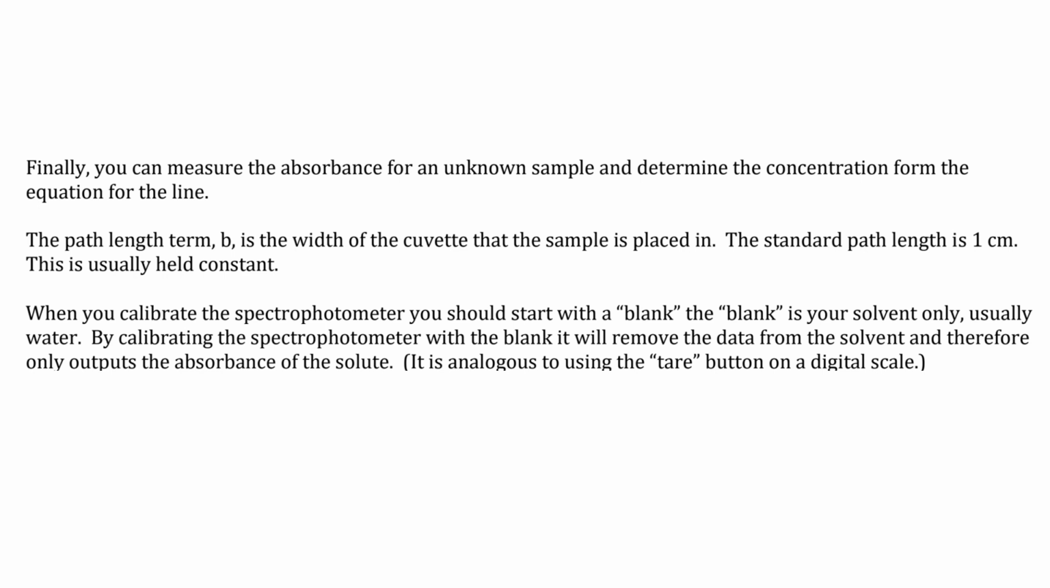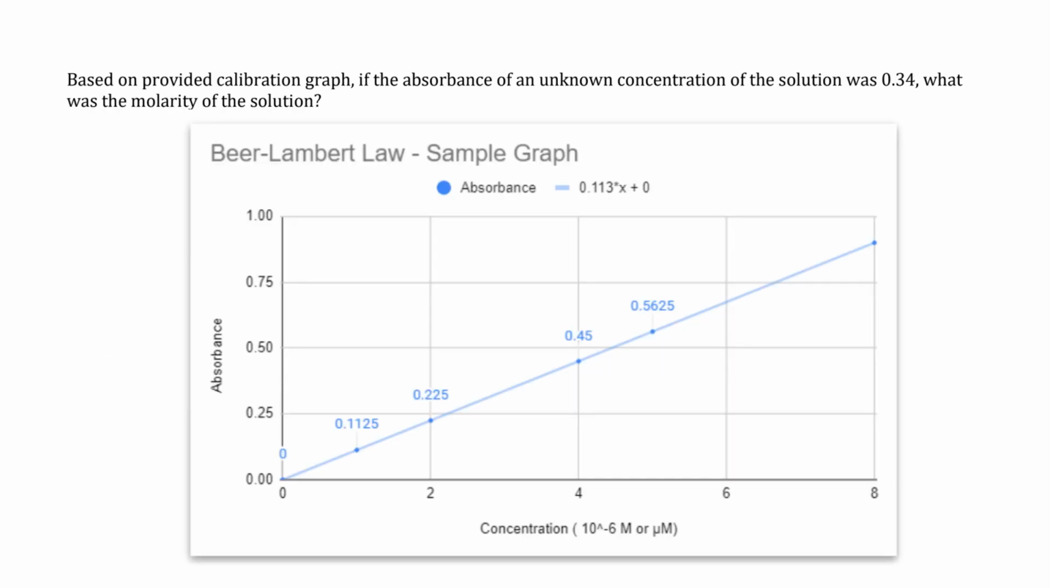When you calibrate your spectrophotometer, you should start with a blank, and the blank is your solvent only, usually water. By calibrating the spectrophotometer with the blank, it will remove the data from the solvent and therefore only output the absorbance of the solute. It kind of subtracts it out like a tare button on a digital scale.